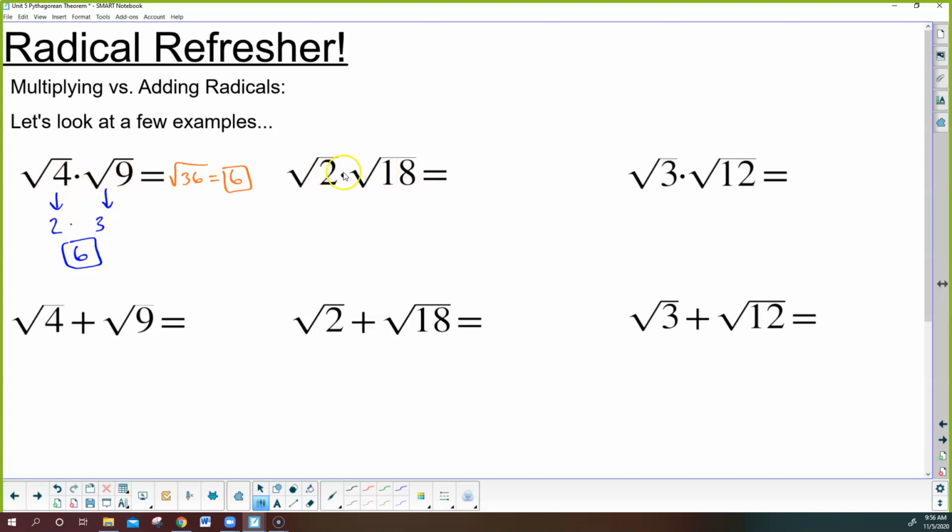But what about when you don't? Like the square root of 18, that's not a perfect square, but the square root of 2 times the square root of 18 is the square root of 36, and that's equal to 6. But what if we did it the other way? I wanted to do that in orange, sorry. So we get 2 times 18 is 36, square root of 36 is 6.